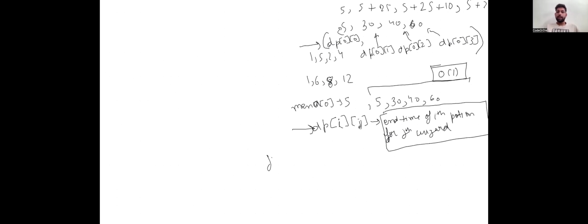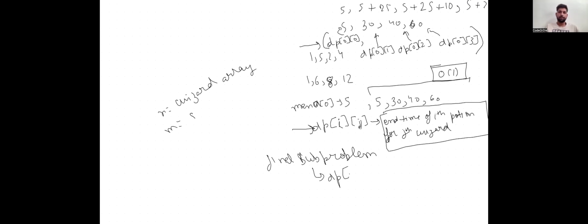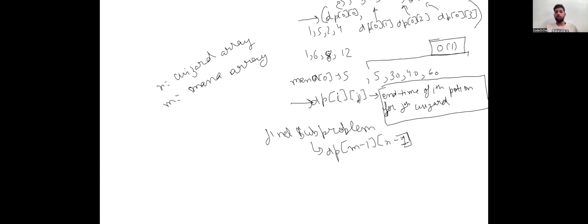My question is, what is the final subproblem? Let n be the size of your wizard array, and m be the size of your mana array. So dp of m minus 1, n minus 1 is my final subproblem. Do you agree? Because this defines the end time of the n minus 1th wizard, which is the last guy, to process the last portion. So this should be your answer. This is very obvious.